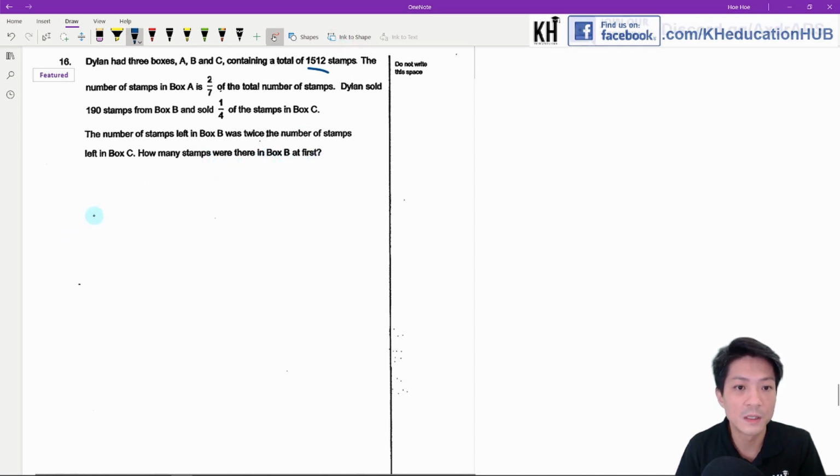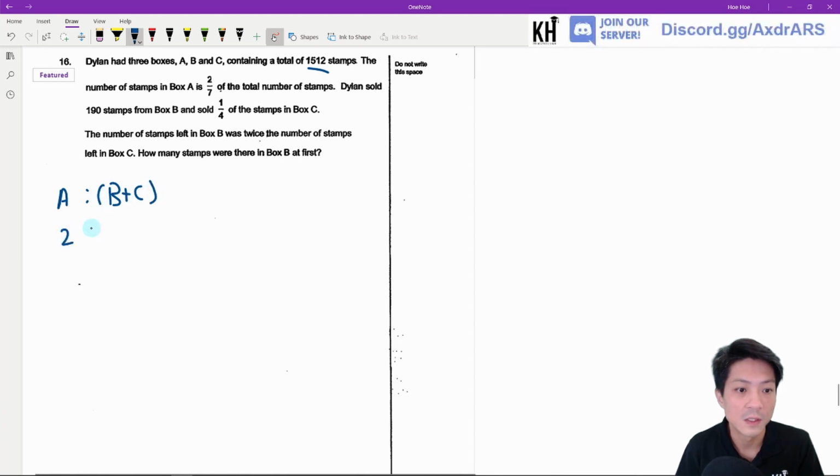Okay, so we're gonna write down a few ratios first. The first thing that we know is the number of stamps in box A is 2/5 of the total stamps. So box A is to B plus C, it's gonna be equal to 2:5.